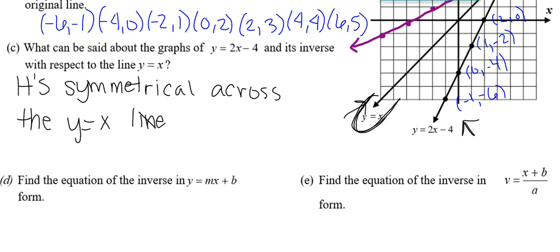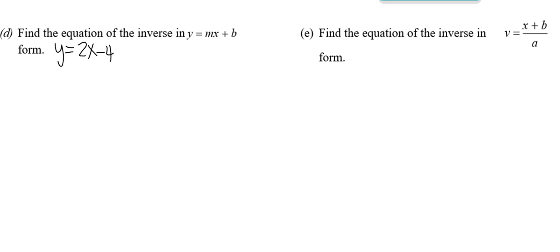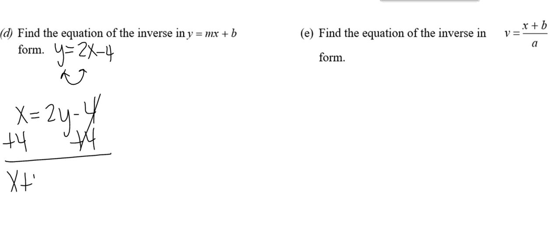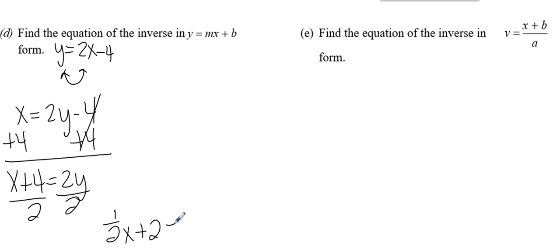C says to find the equation of the inverse in y equals mx plus b form. We're already given that the equation is y equals 2x minus 4. Now we're just going to find the inverse. Remember, when you're finding the inverse, you literally just flip your x's and your y's, and solve. So x equals 2y minus 4. Add 4 to both sides. This is from the last unit. X plus 4 equals 2y. Divide everything by 2. So my answer would be 1/2 x plus 2 equals y.